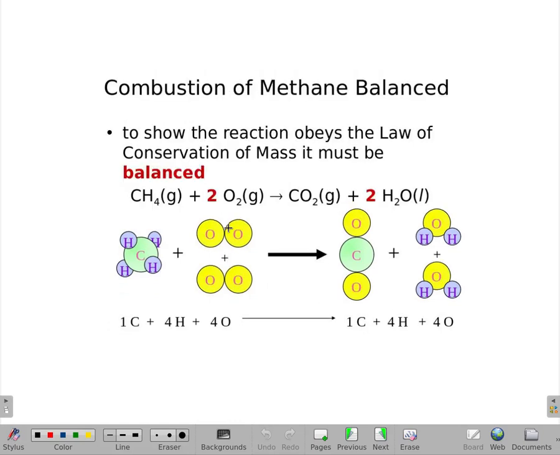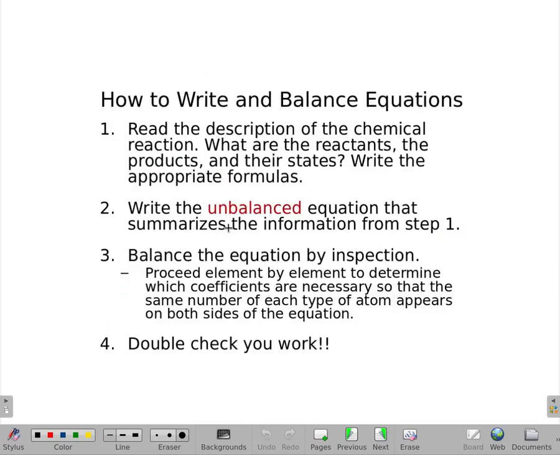All right, let's look at another one. Oh, that is that same one. Could have actually just gone to this page. All right, so here are our steps.